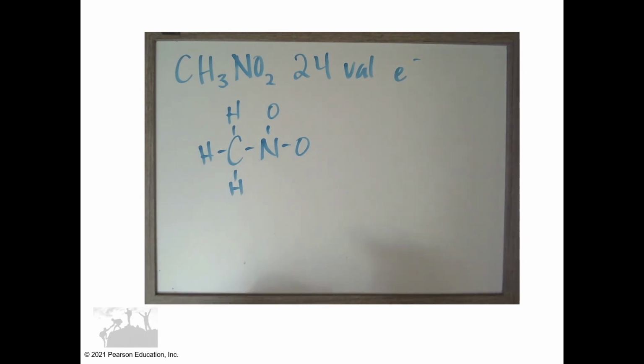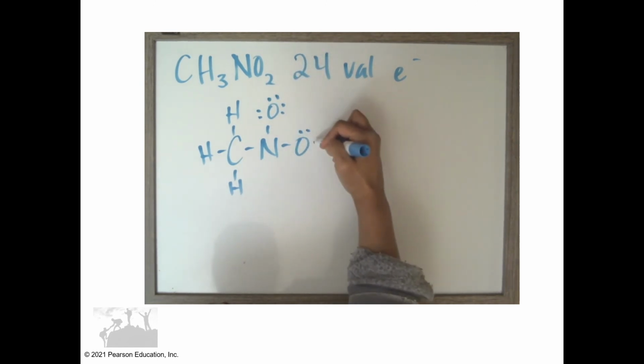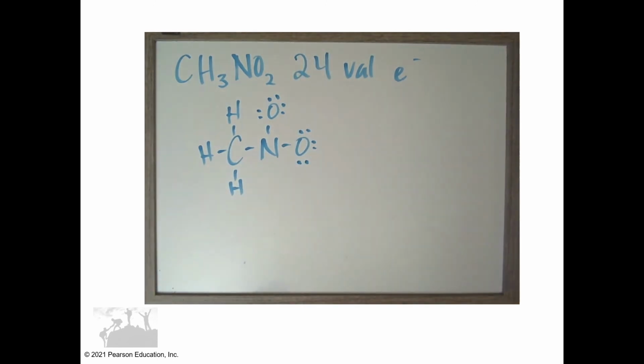Obviously, we can't add any to the hydrogens. And carbon, as you know, should only have 4 bonds, so we're not adding any more electrons to carbon. So let's go ahead and add the remaining electrons to oxygen. Okay, now we used up all 24. Now let's figure out the formal charges. So you're going to go ahead and do the math. I already know what the formal charges are, just from practice.